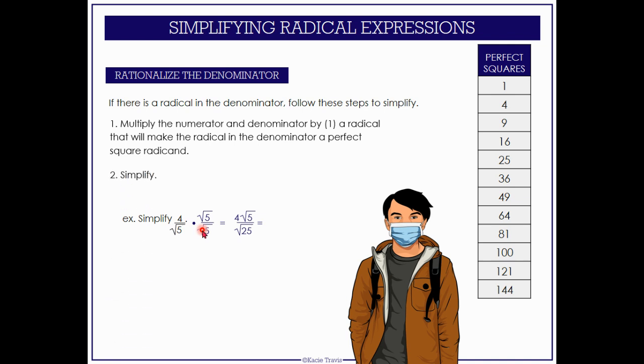Now, after that, you simplify. So anything you can take the square root of, you do. So you can take the square root of 25, being 5, and the top, that's already done up, and there's nothing else you can do. So you leave that like it is.